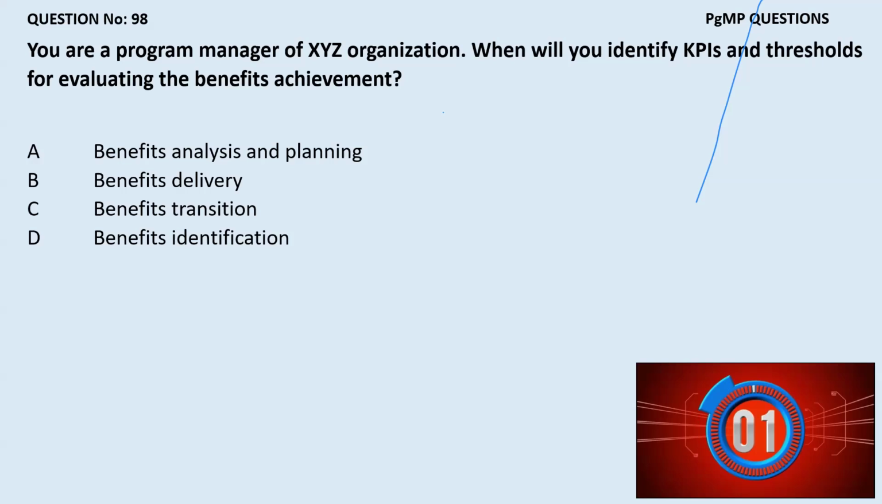So why did everybody give A? And I have the reason for D. I know that you saw KPIs and thresholds directly as benefit register, end of story, benefits identification, right? That is the main reason for D. Yes, Sandeep. Yes, from my side, it is also written KPIs and thresholds for evaluating their achievement.